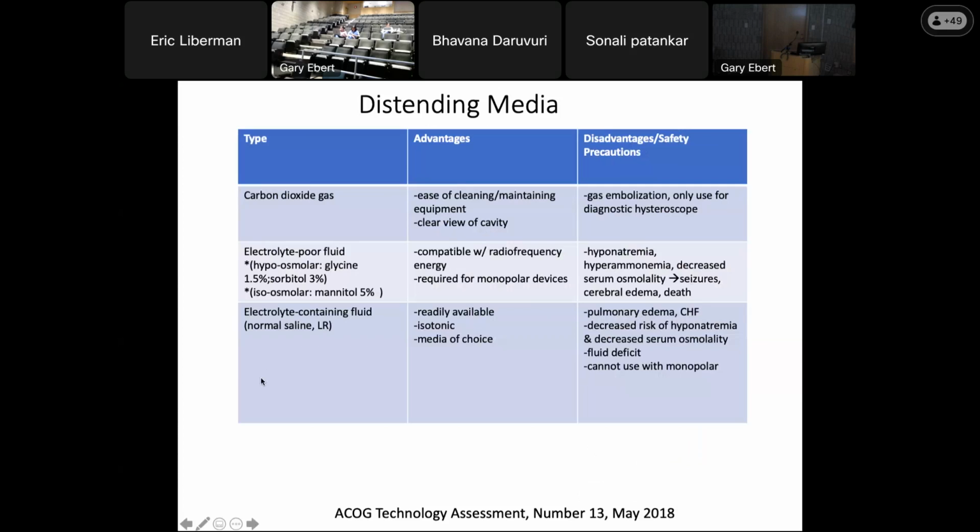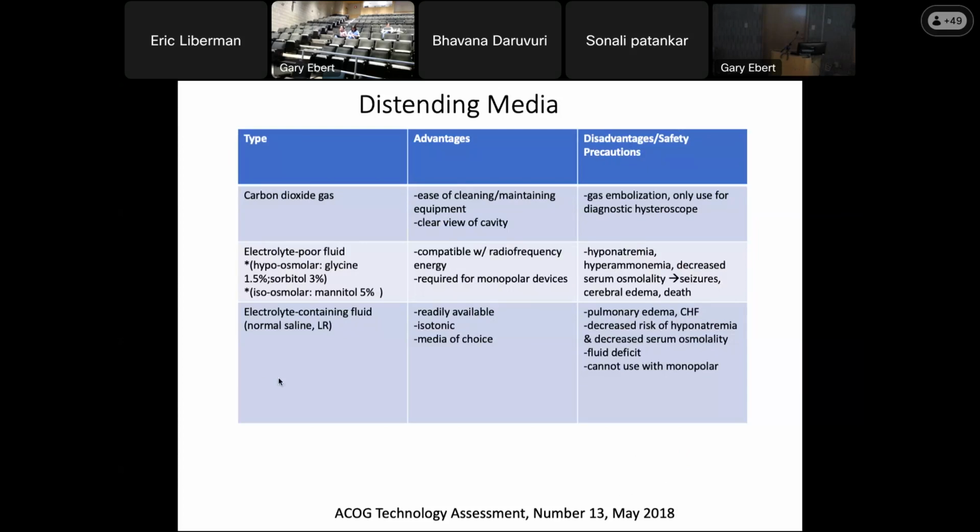Just briefly to go over different types of distension media, just to know about these. Oftentimes they'll ask you about these on pre-augs or written boards. Nowadays, I have never seen carbon dioxide gas, but a few decades ago, they were using this. Obviously, there's a risk of gas embolization with this.